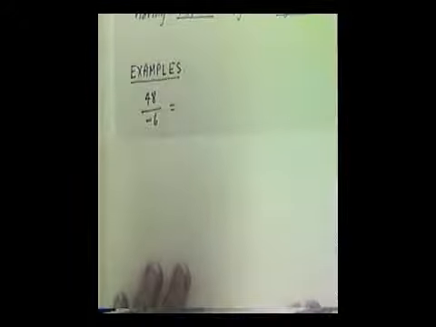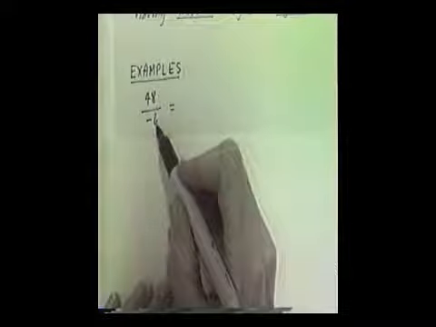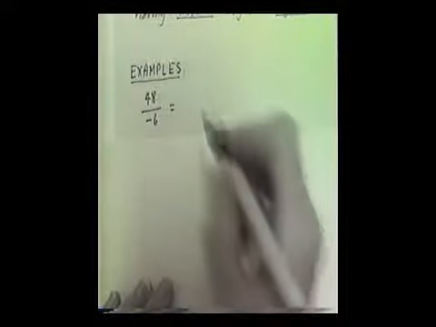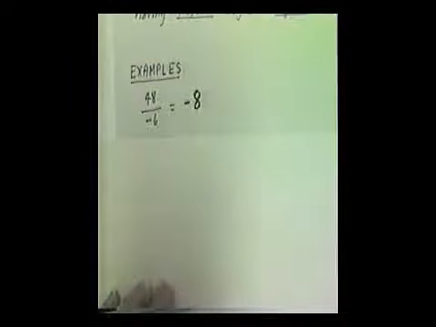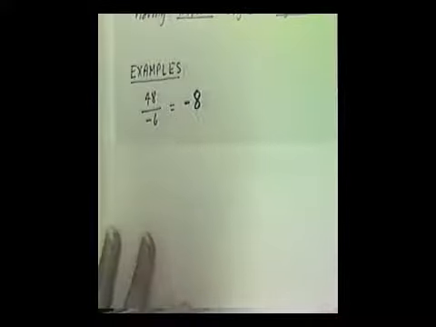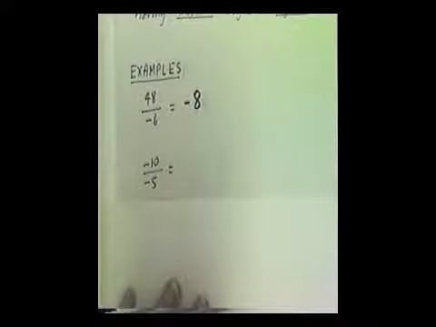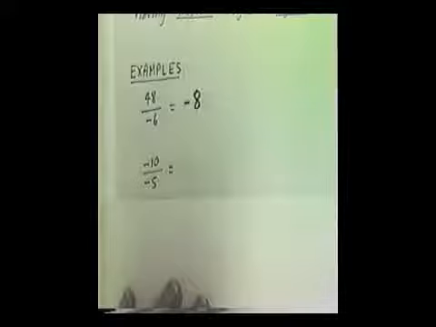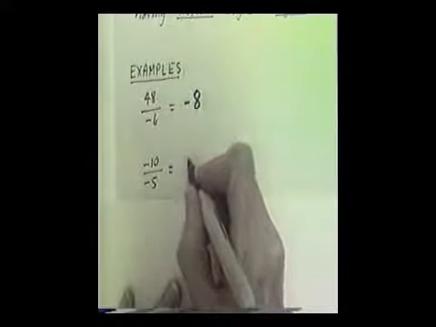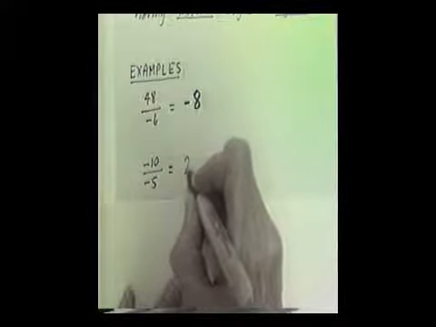Let's look at some examples. First, we have 48 divided by negative 6. We have different signs. That means the answer must be negative, and so we get negative 8. Negative 10 divided by negative 5. The two numbers have the same sign. Therefore, the answer is positive, and we get as our answer positive 2.